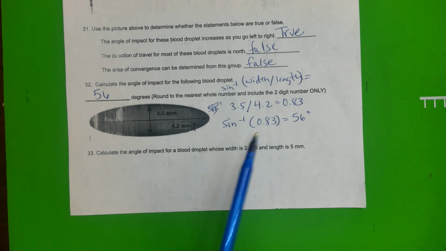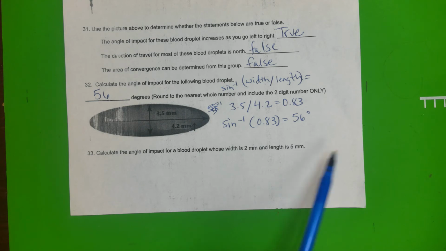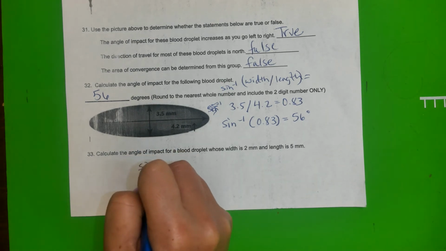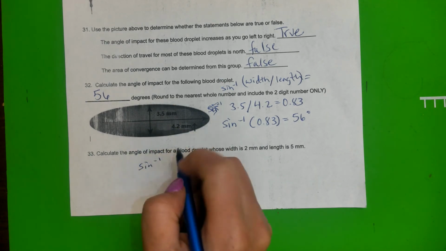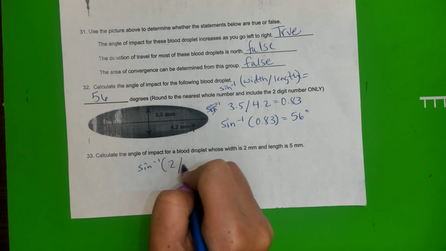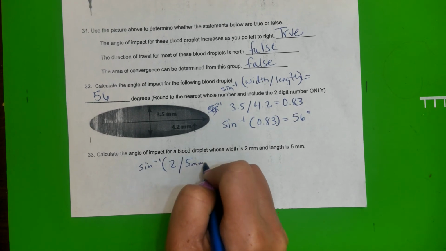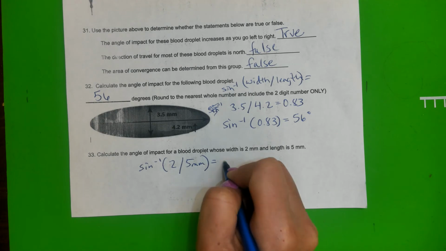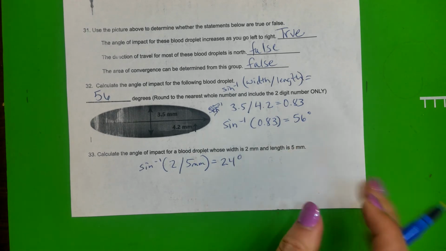Calculate the angle of impact for a blood droplet whose width is 2 millimeters and length is 5 millimeters. So the arc of sine of 2 divided by 5 millimeters equals 24 degrees.